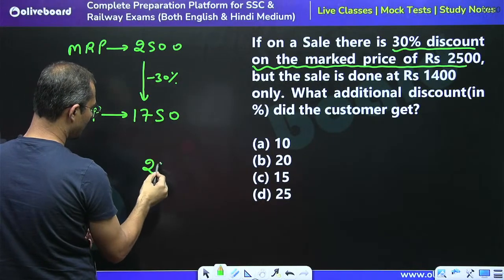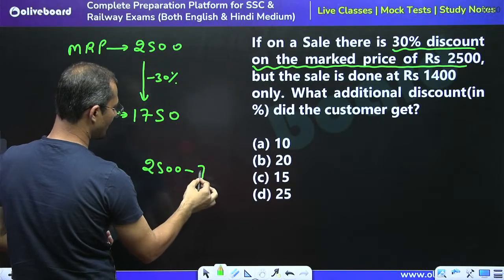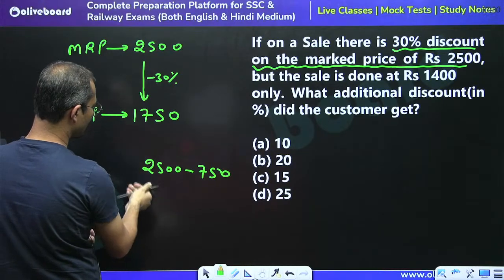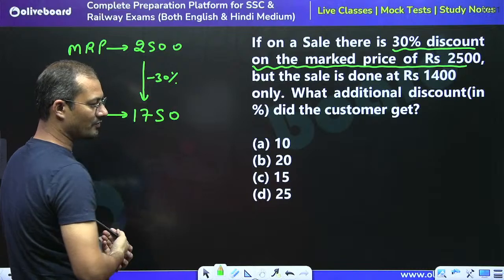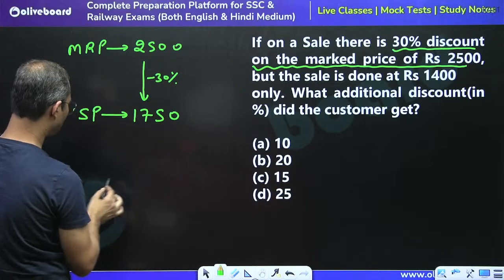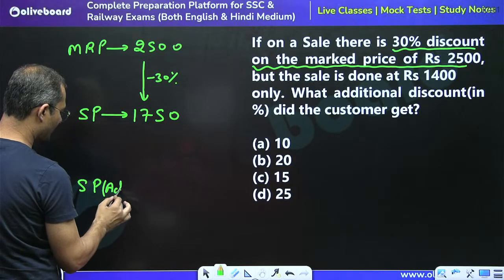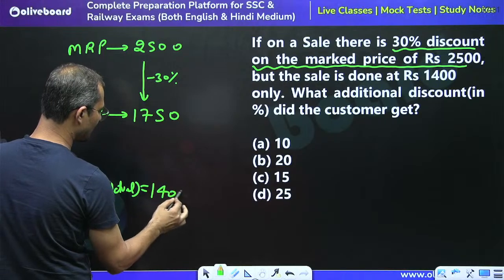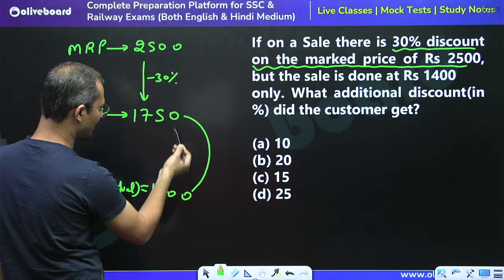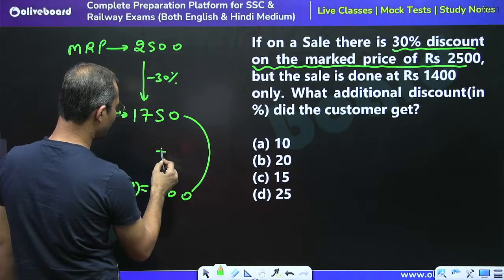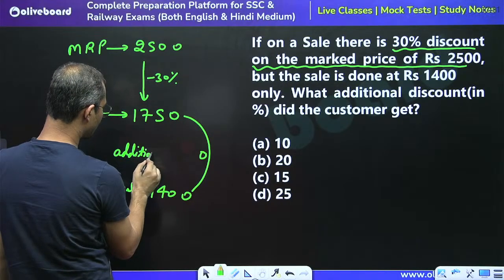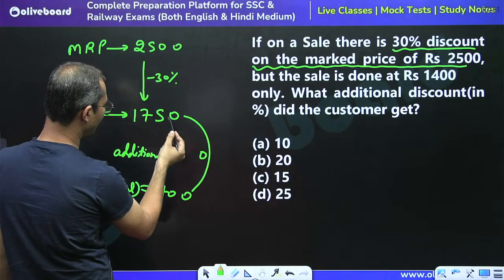So 2500 minus 30% of this, or 70%, we can calculate it. After giving the discount of 30%, the selling price must be 1750. But what is the actual selling price? The actual selling price is 1400. It means the purchaser, or the buyer, has received another discount. So how much additional discount has he received? 1750 minus 1400.